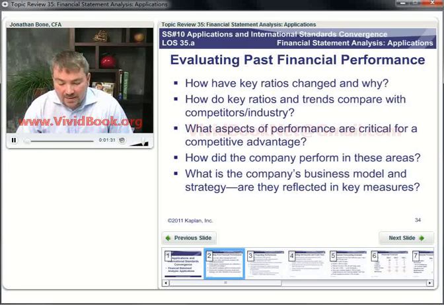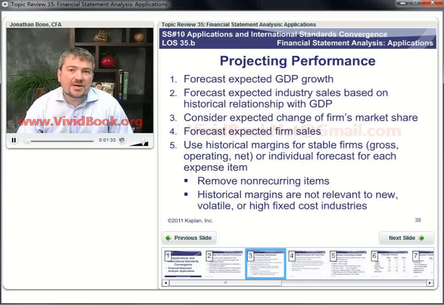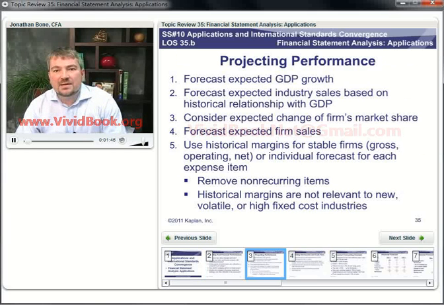Now, our next LOS asks us to prepare a projection of net income and cash flows. So let's project some future performance. The typical way of doing this is to forecast expected GDP growth. Now, in order to forecast expected GDP growth, and we'll see this repeated in equity, typically what we'll look at essentially is macroeconomic forecasts.